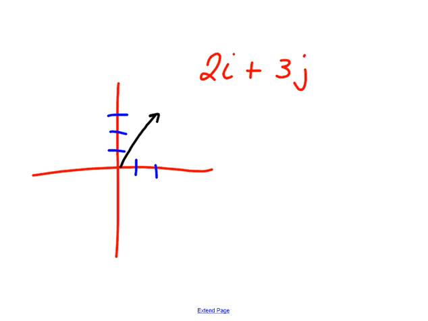Okay, today in vectors, it's actually the fourth day of vectors, so it's called day 4. We're going to be doing a lot more with 3D vectors. So first of all, I want you to understand a simple vector, 2i plus 3j.